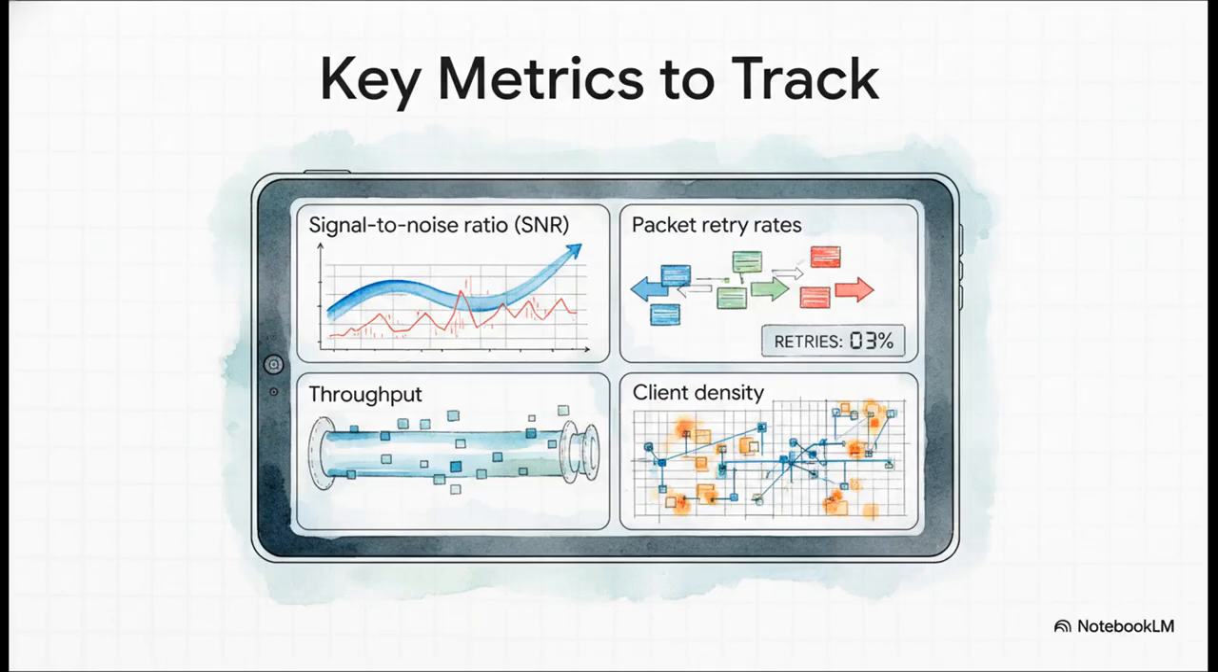So how do you stay adaptive? Well, you track the data. Monitoring these key metrics gives you the hard numbers you need to proactively manage the health of your network. We're talking about identifying problems before your users even know they exist.